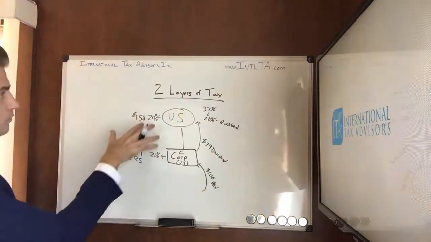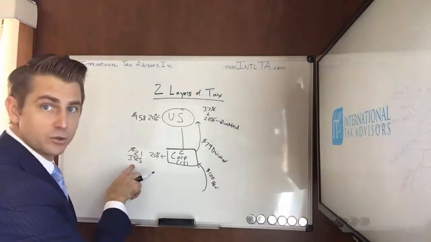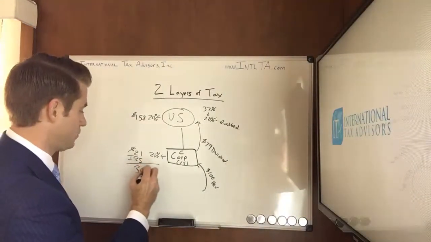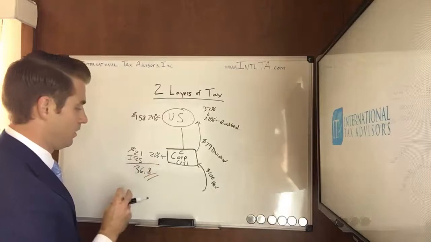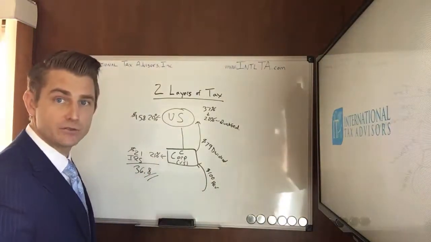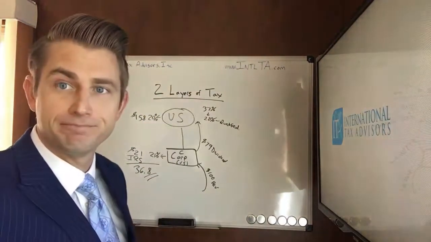So overall, between the first layer of tax, corporate layer of tax at 21, and the second layer of individual tax at 15.8, we have 36.8 overall taxes paid on $100. That's a 36.8 effective tax rate, and that's what we mean by two layers of taxation.